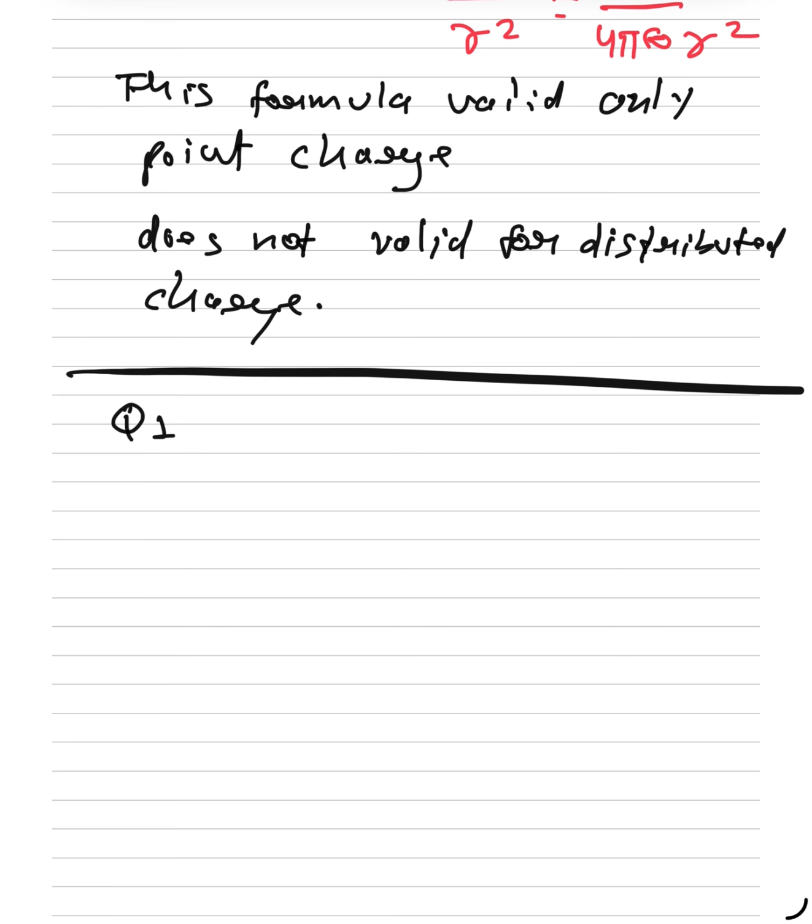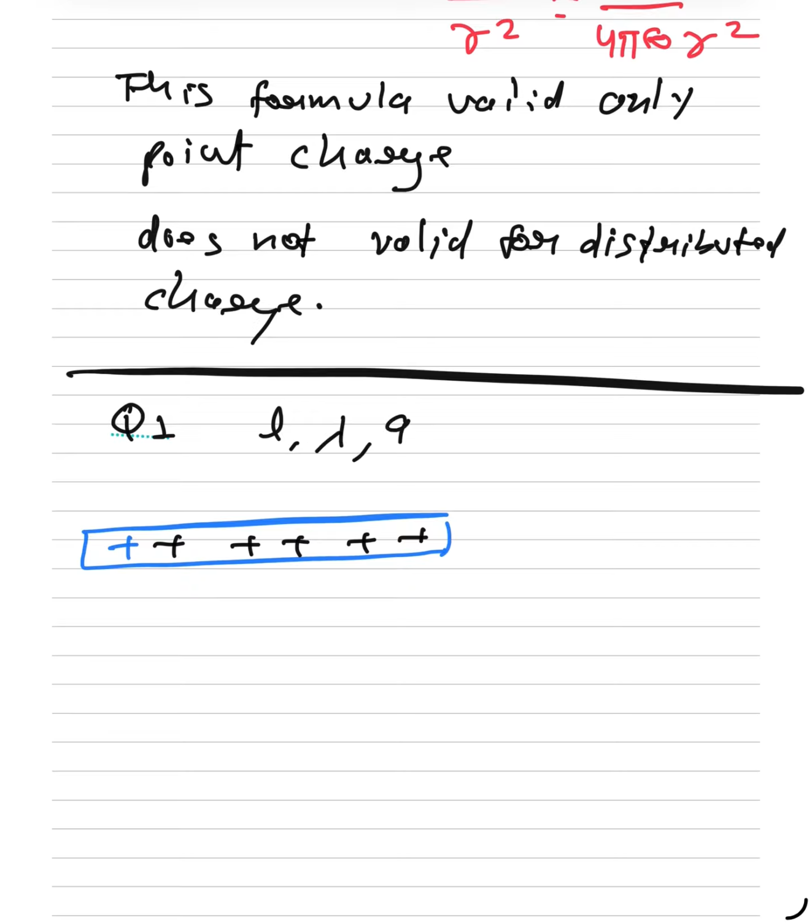Question 1. Suppose that this is a uniform charged rod, with positive charge distributed uniformly, and the length of the rod is L, the linear charge density is lambda, and the total distributed charge is Q. Find the electric field at this point. This is point O and this is the separation distance R.